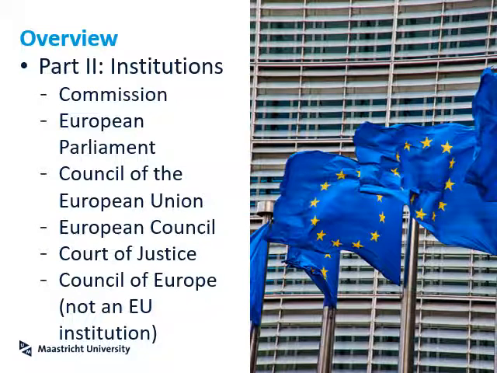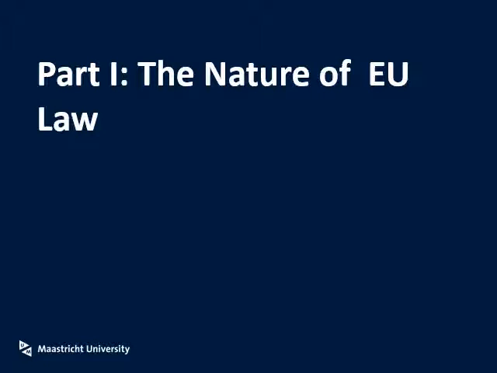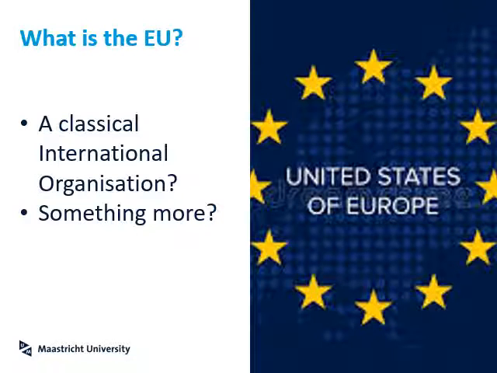In the second part, I will explain to you the different institutions of the EU, so the Commission, the European Parliament, the Council of the European Union, the European Council, the Court of Justice, and also the Council of Europe, which is not an EU institution, but I will make it clear why you should still know about it. Now, let's start with our first part on the nature of EU law.